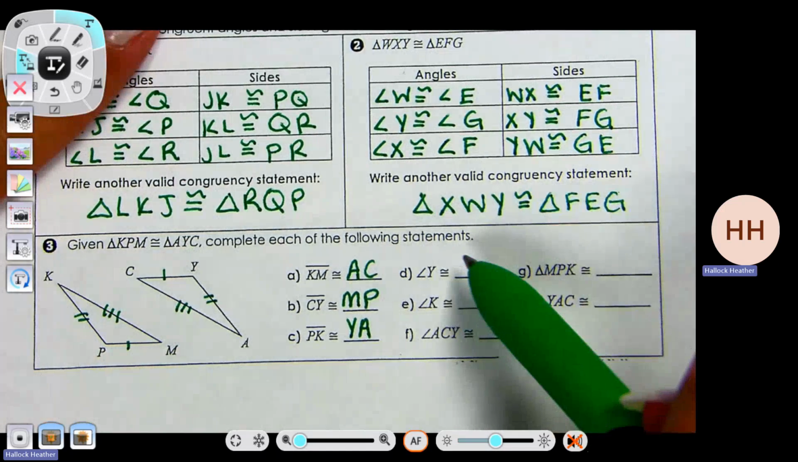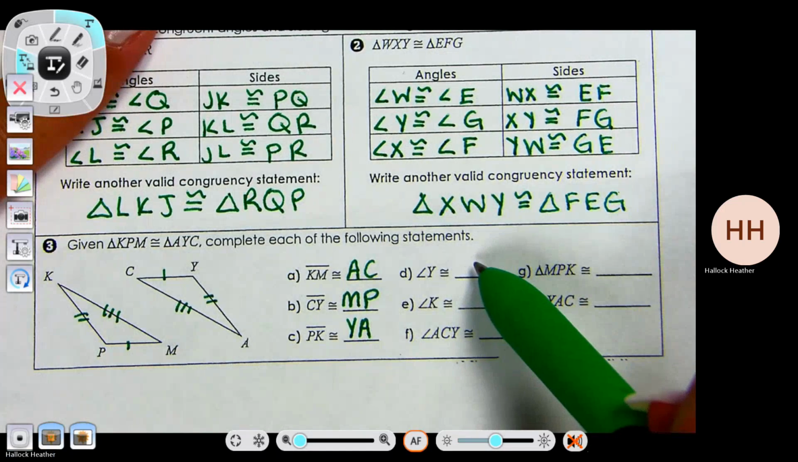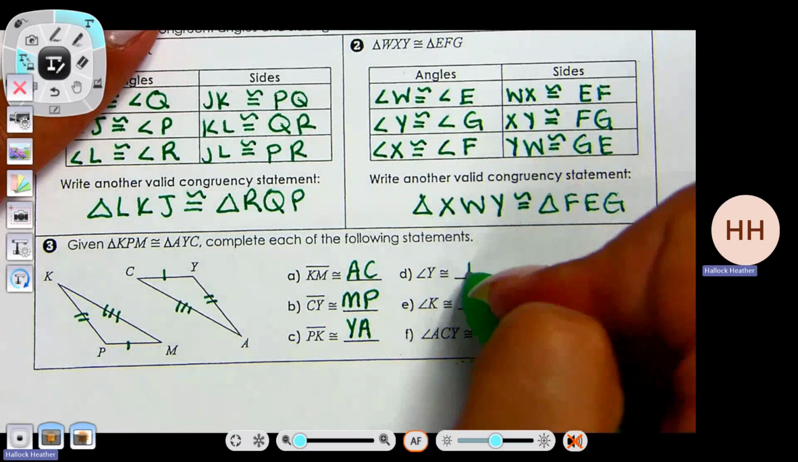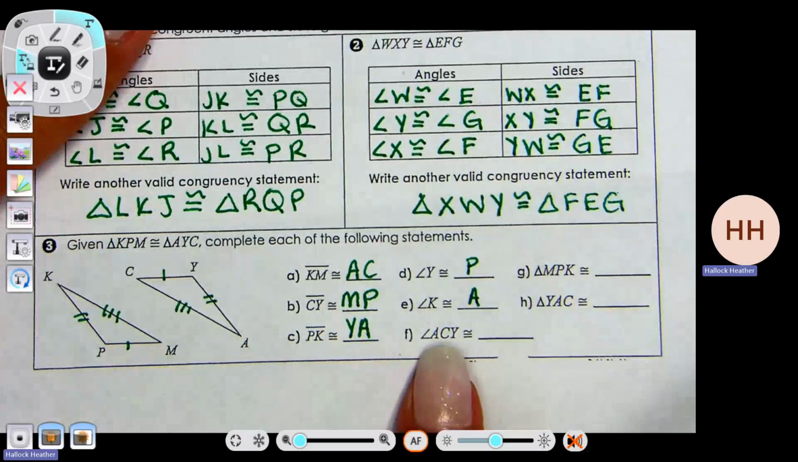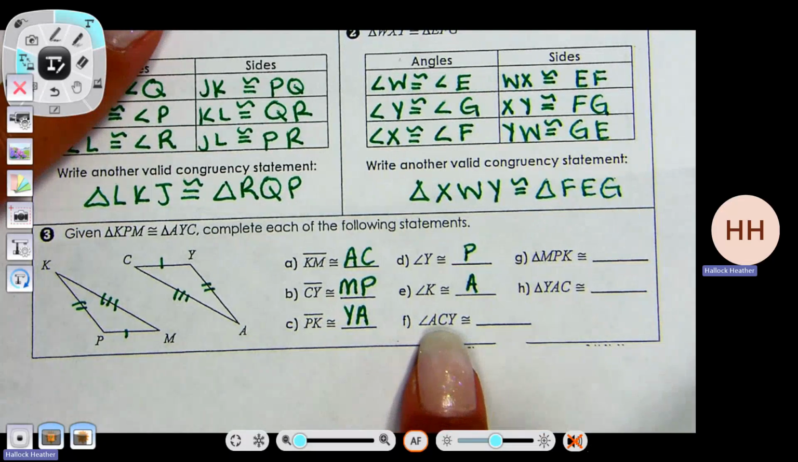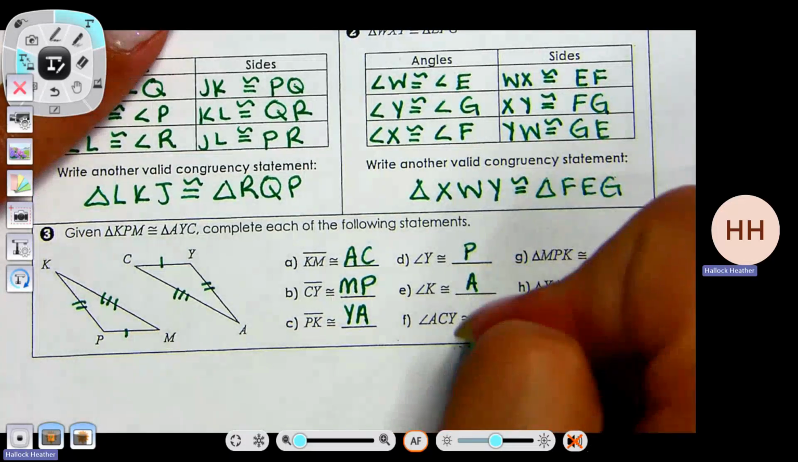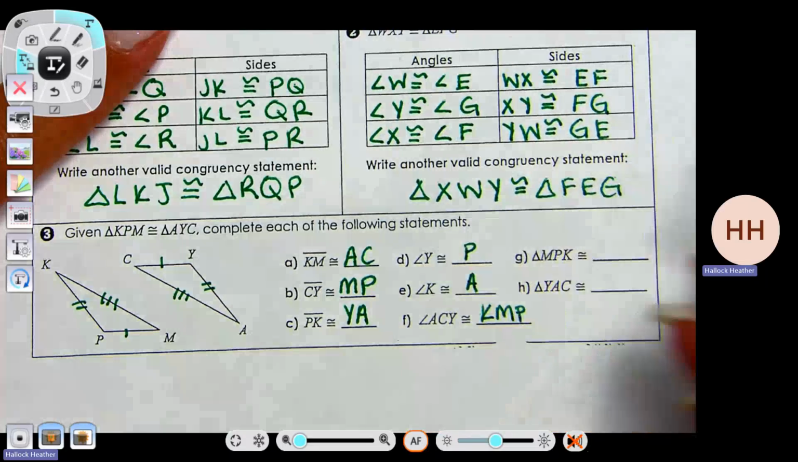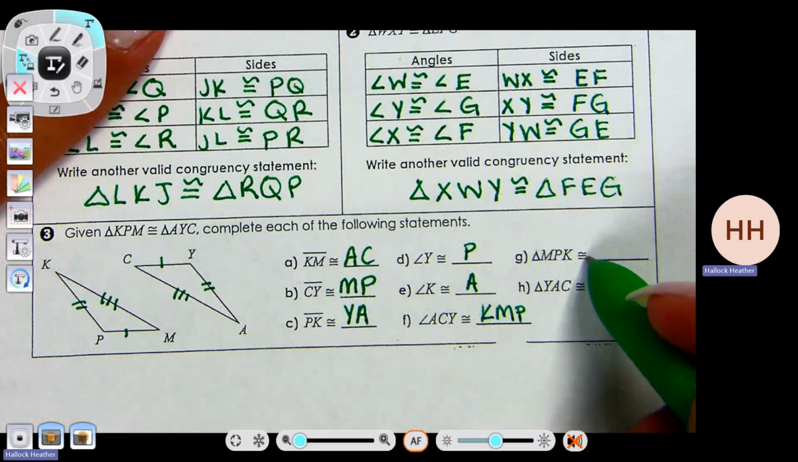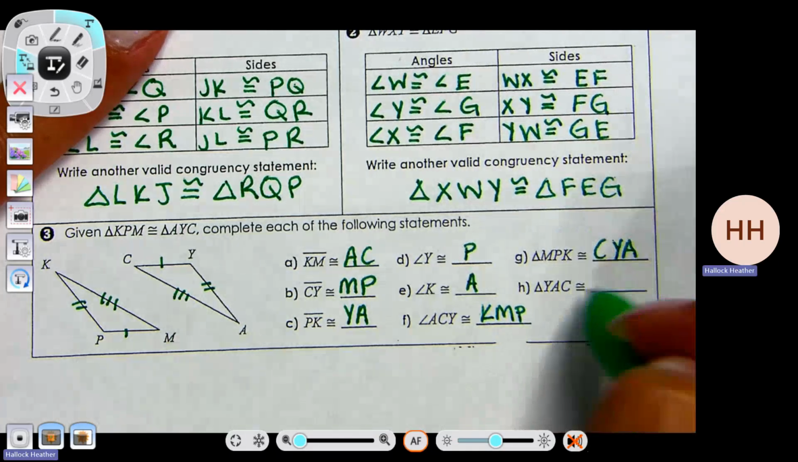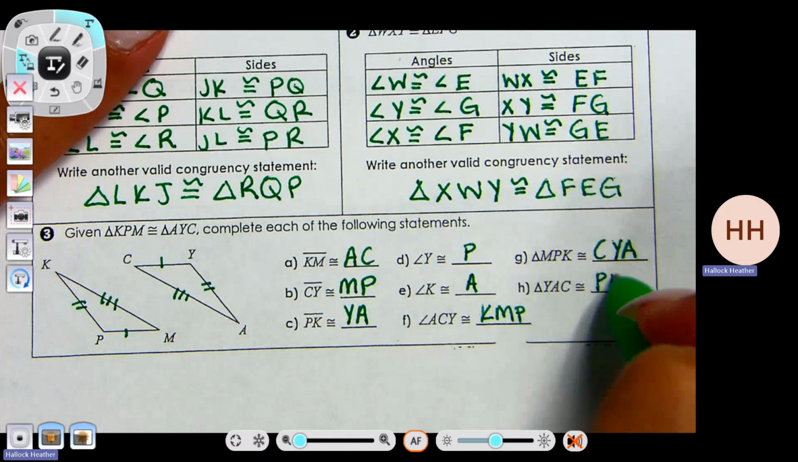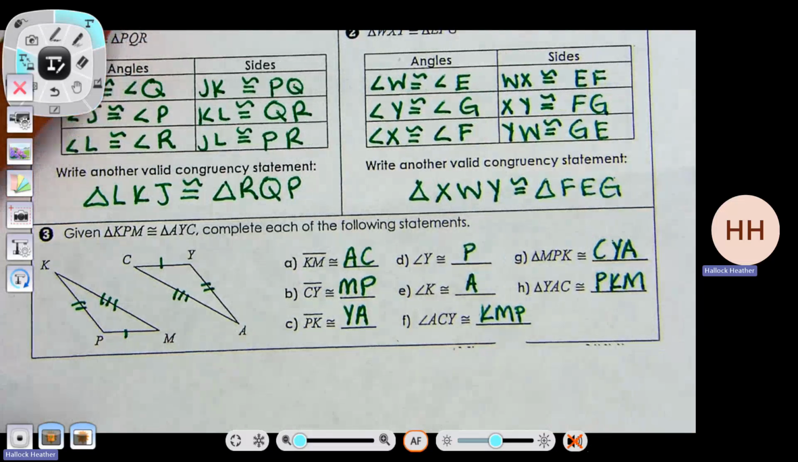So angle Y matches with what? P. K matches with A, and then it says angle ACY, KMP. And then MPK, BYA, and then YAC, EKM. Okay, nice. We're going to do 2 more.